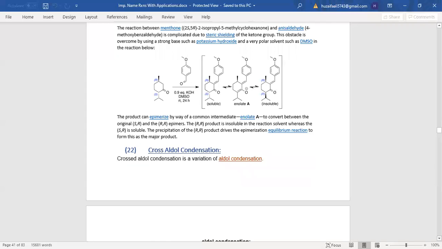The product can epimerize by way of a common intermediate, enolate A, to convert between the original and the SR and the RR epimers. The RR product is insoluble in the reaction solvent, whereas the SR is soluble. The precipitation of the RR product drives the epimerization equilibrium reaction to form this as a major product.